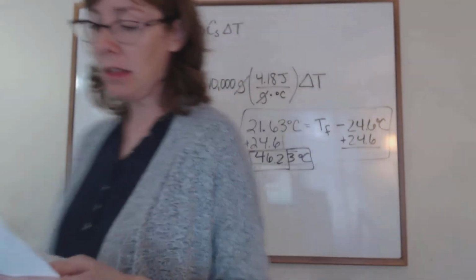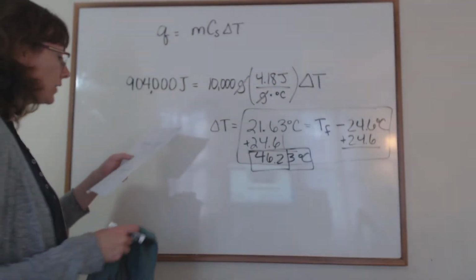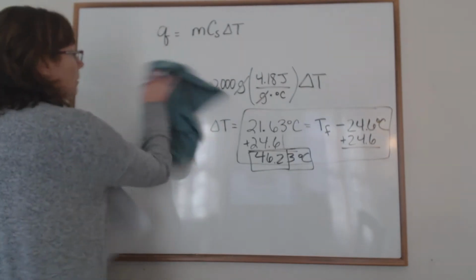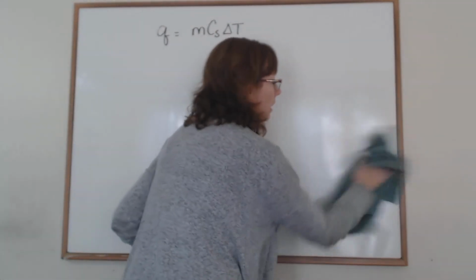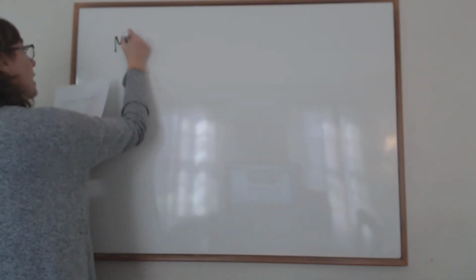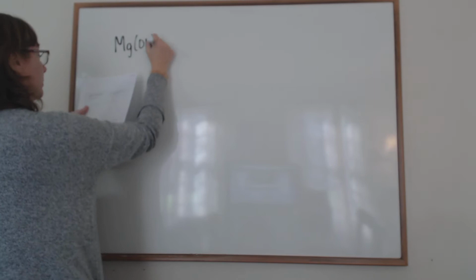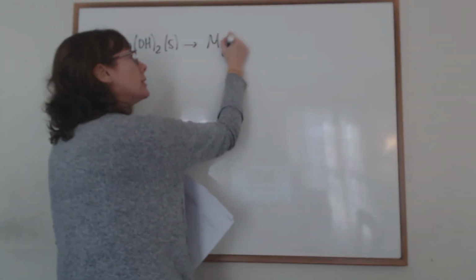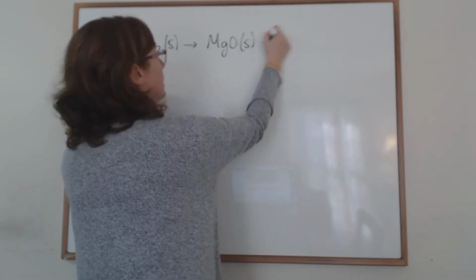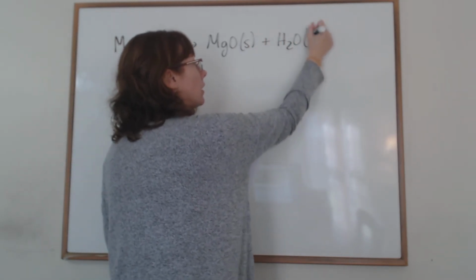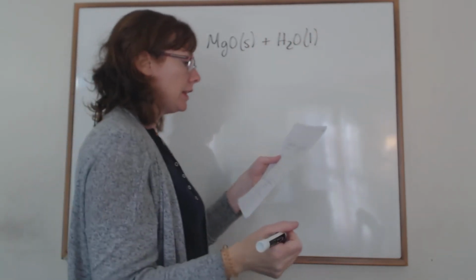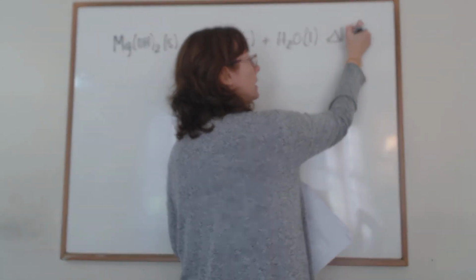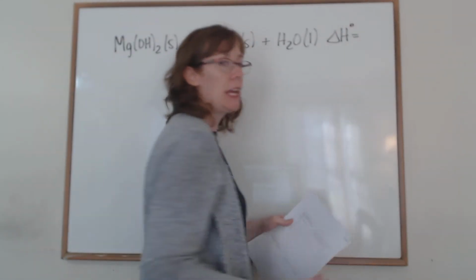Calculate the standard enthalpy change for the following reaction using standard enthalpies of formation. So, I have a reaction: Mg(OH)2 solid yields MgO solid plus H2O liquid. And we are trying to figure out the standard enthalpy change. That's really just the enthalpy change.